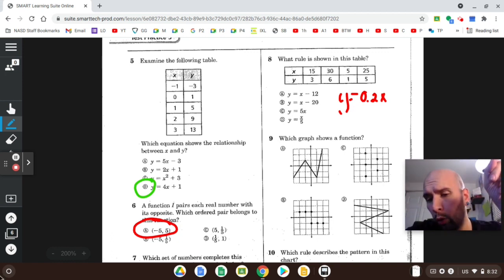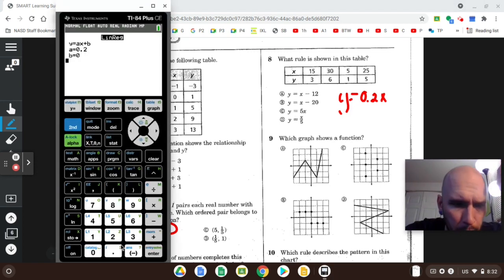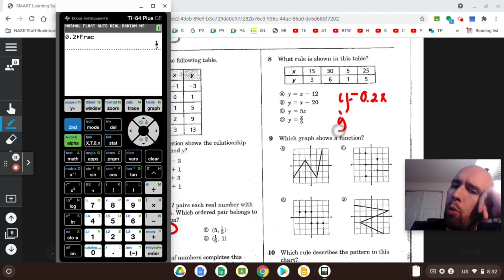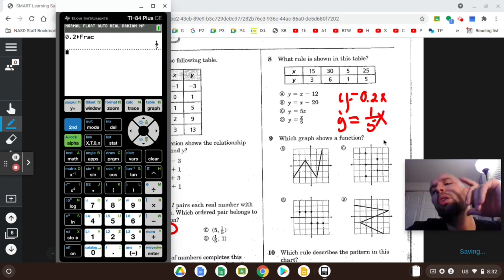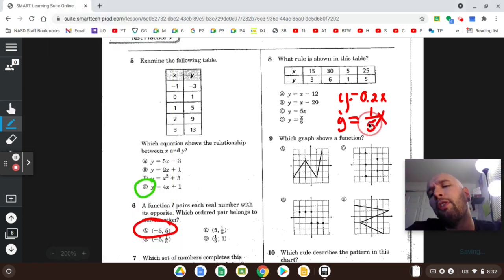Oh, I know what I can do. I could turn a decimal into a fraction by doing this. 0.2 math frac 1/5. So this is the same as 1/5 x. Well, wait a minute. 1/5 x isn't there either. Oh, 1/5 means to divide by 5. So 1/5 x means divide by 5.